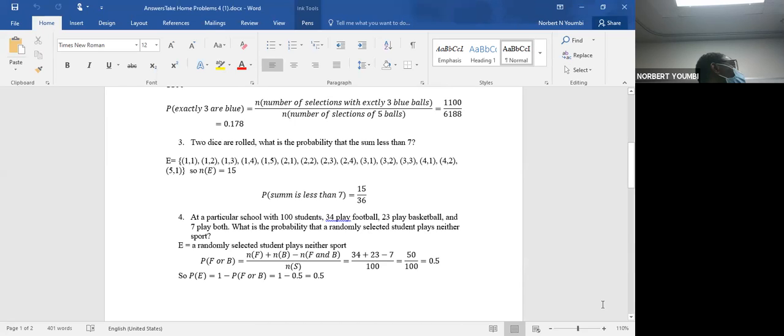So question 4. At a particular school with 100 students, 34 play football, 23 basketball, and 7 play both. What is the probability that a randomly selected student plays neither sport?